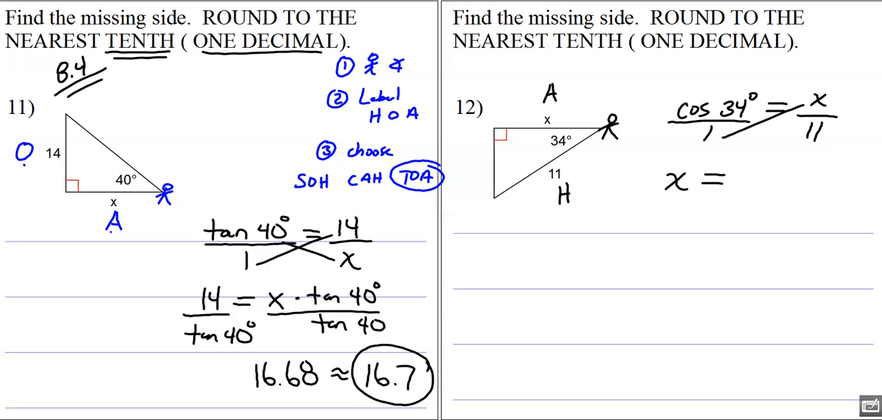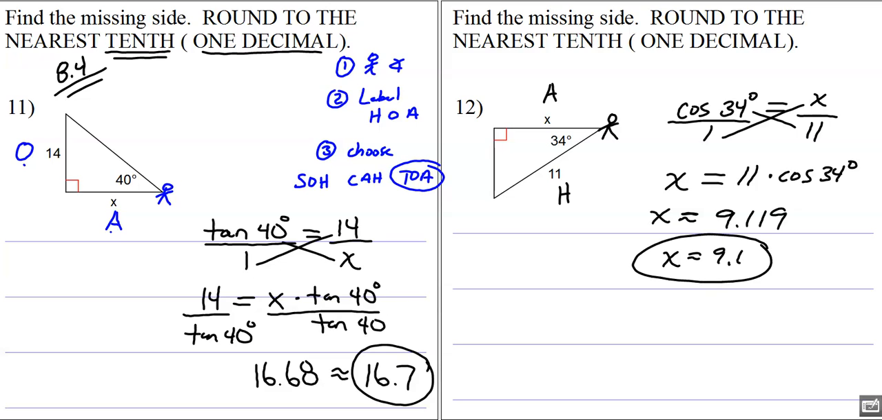This one I already have x by myself, so this one is going to be easier. It's just 11 times the cosine of 34 degrees. I don't need to divide anything because I already have x by itself. So 11 times cosine of 34 is, somebody call 911, 9.119. So when I want to round it, we're just going to call that 9.1. Bam, done.